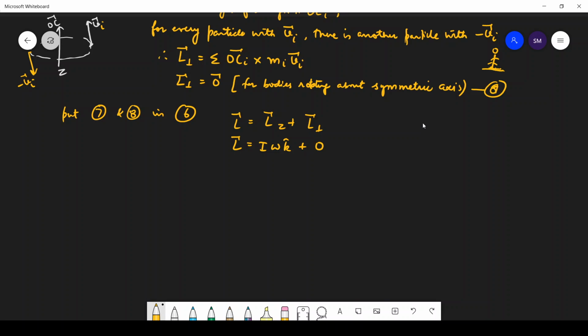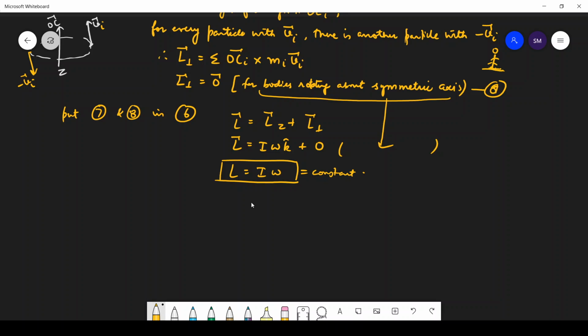Now, again I'm rewriting it for symmetric bodies, for bodies rotating about a symmetric axis. That's the assumption, a special case we have taken. Here it comes out that L is equal to I omega, and I have discussed that case with you. So that's for the symmetric bodies, and that's constant.